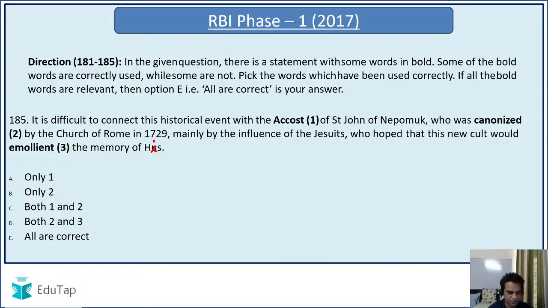That's called emollient. Because it is difficult to connect this historical event with the, not accost, it should be account of Saint John of Nepomuc, who was canonized. So I don't think that one was correct. So it should be with the account of Saint John of Nepomuc, who was canonized by the Church of Rome in 1729, mainly by the influence of Jesuits, who hoped that this new cult would emollate the memory of his. Now, emollient is not a verb, guys. It is an adjective. So guys, option number 3 is also wrong. So only option 2 is correct here. So the correct option is option number B, guys.